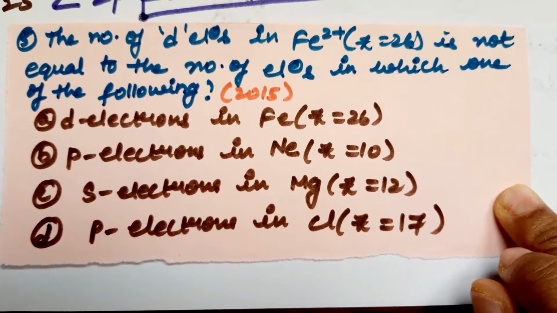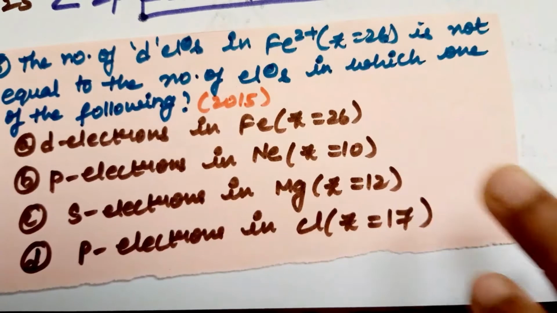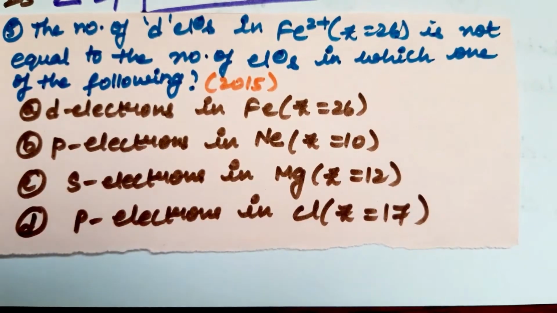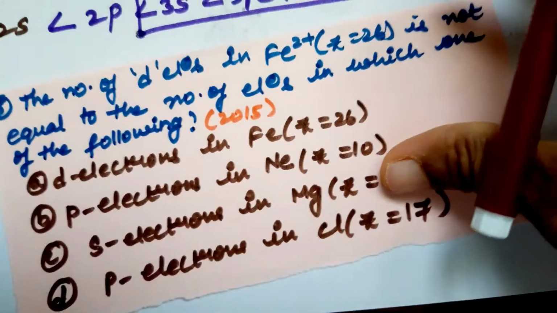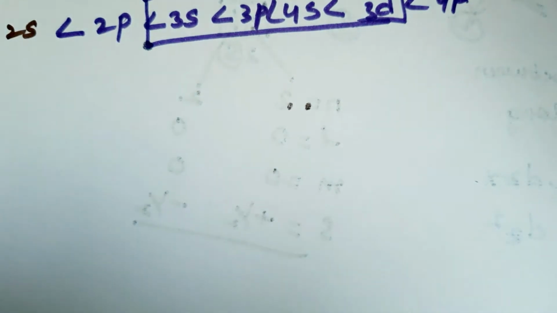It is from the 2015 question. Here, the number of d electrons in Fe2+. Just note these options, I am explaining. See here, what we have to do first is calculate the number of d electrons in Fe2+. Later, calculate all these options.